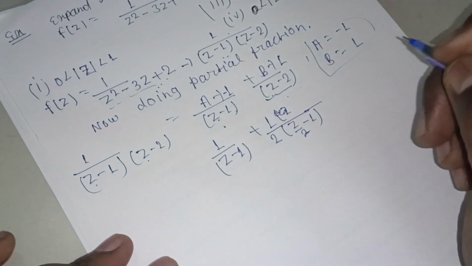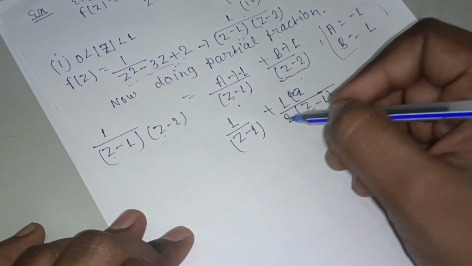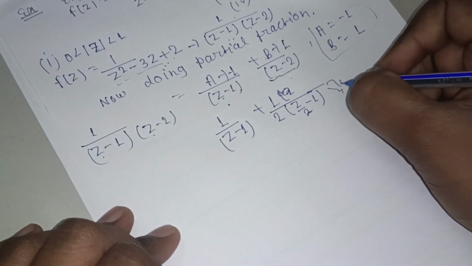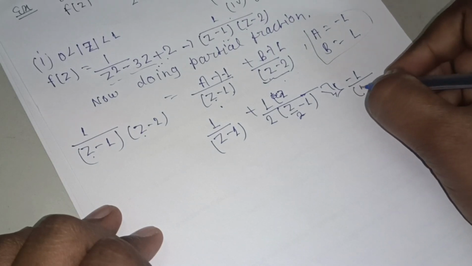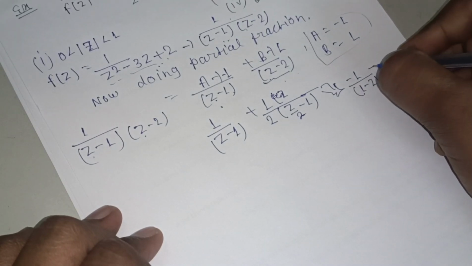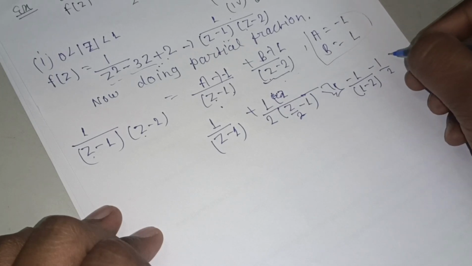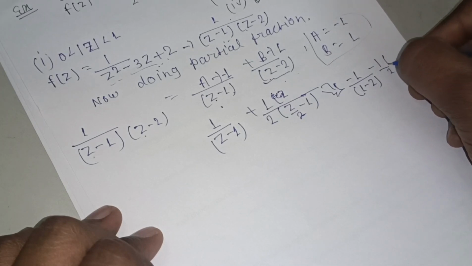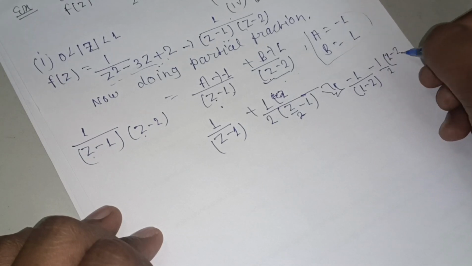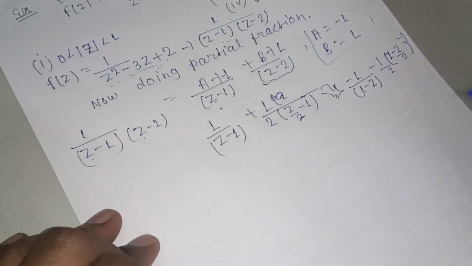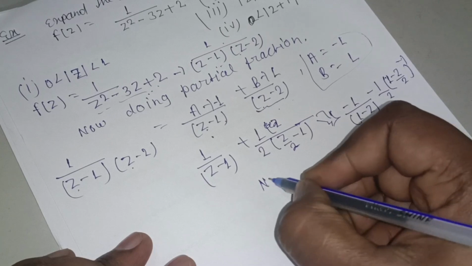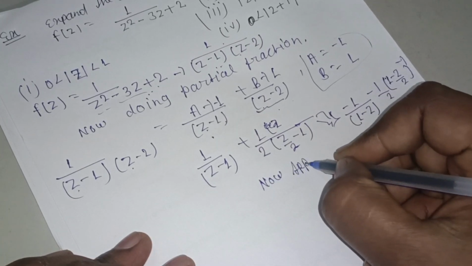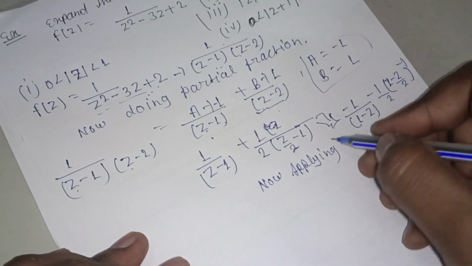Okay, so now if I change the sign, I can also write it as minus 1 upon 1 minus z, and this can be written as minus 1 by 2, times 1 minus z by 2, to the power minus 1. Okay, so now applying the binomial expansion.